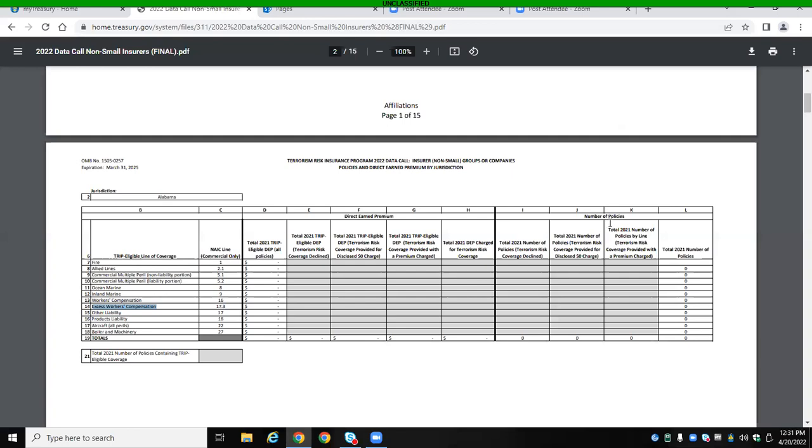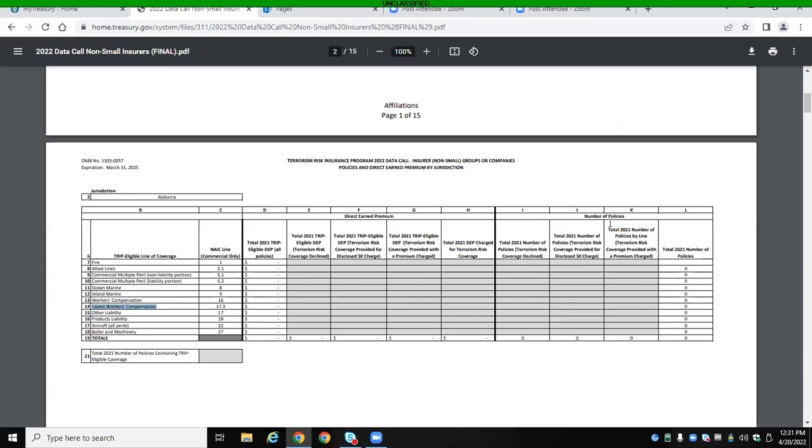Lost my place here. So you will be double counting policies that cover multiple lines. For example, if you have a policy that covers fire and allied lines coverage together, you will enter a policy count of one in each of those lines along with the premium associated with each line.